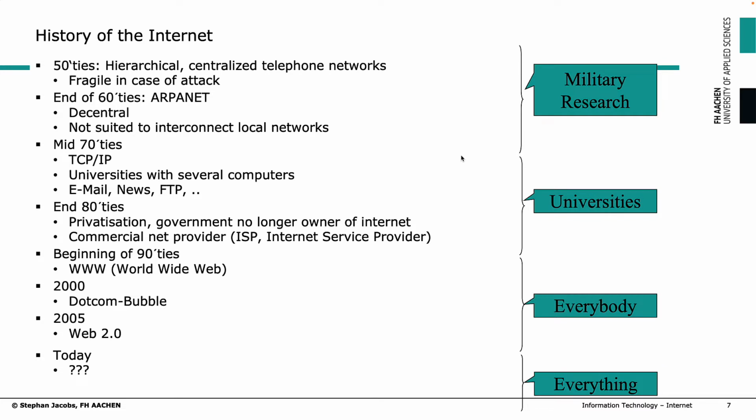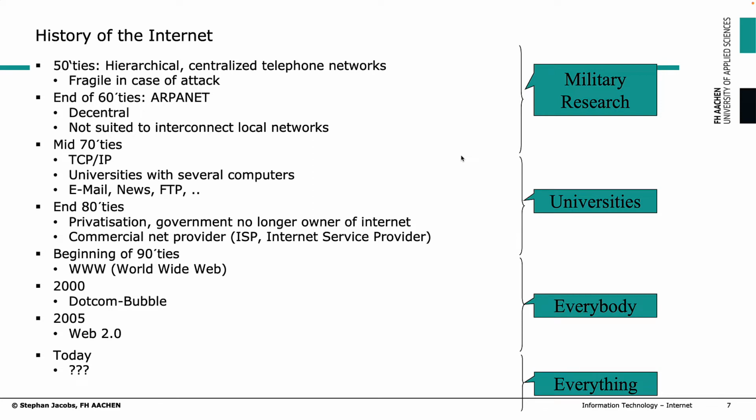Email, news, file transfer protocol. And news, that's something like forums, like these virtual blackboards where you can start threads and start discussions which are open for everybody. In the 80s, the internet grew and more universities were connected, and it was quite successful in a way. And the government decided to no longer be the owner of the internet. So it was privatized, and first internet service providers like American Online popped up.